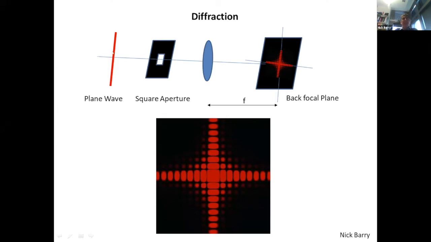Now, obviously, this is easily done if you've got a laser. You get these really brilliant and bright diffraction patterns. But in the 17th century, there obviously were no lasers, so it wasn't quite as straightforward as we might think about it.